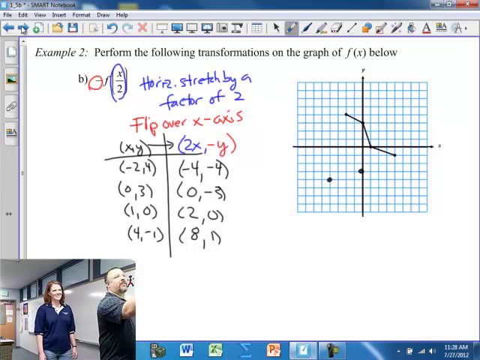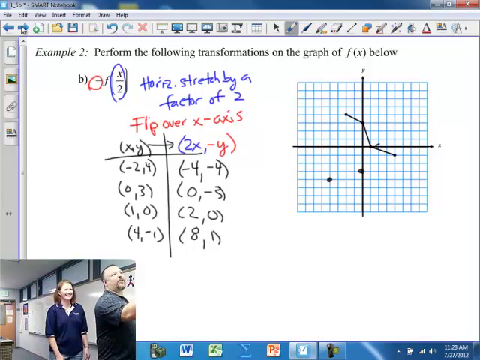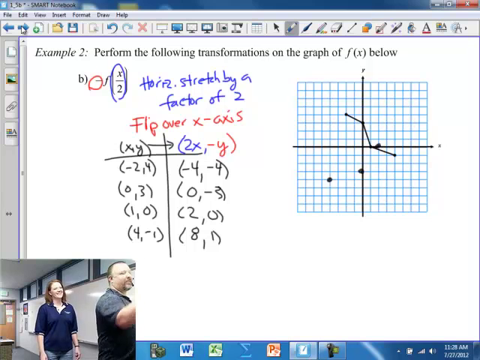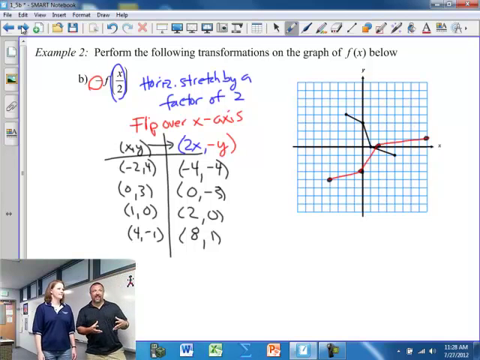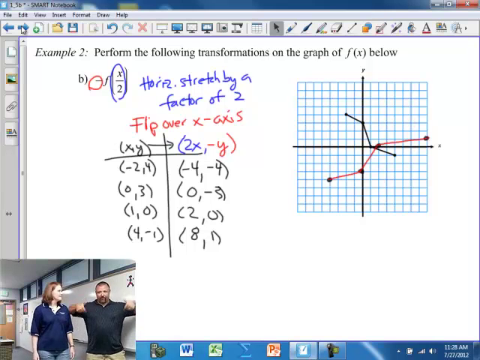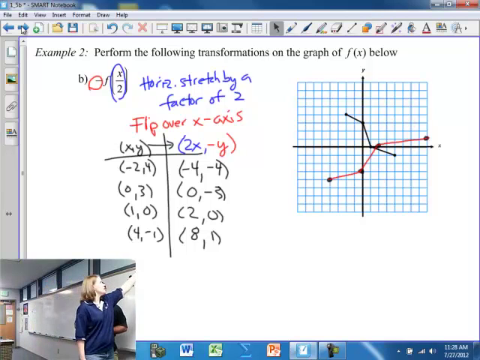0, negative 3, they can't see me counting on the board. 2, 0. I was laughing because I was thinking up. 1, 2, 3, 4, 5, 6, 7, 8, positive 1. Okay, so our new graph is going to connect the dots. It looks like this. Woohoo! And hopefully you can see that if you stretch this thing horizontally by a factor of 2 and flipped it over, that's where you did that. Okay. All right?